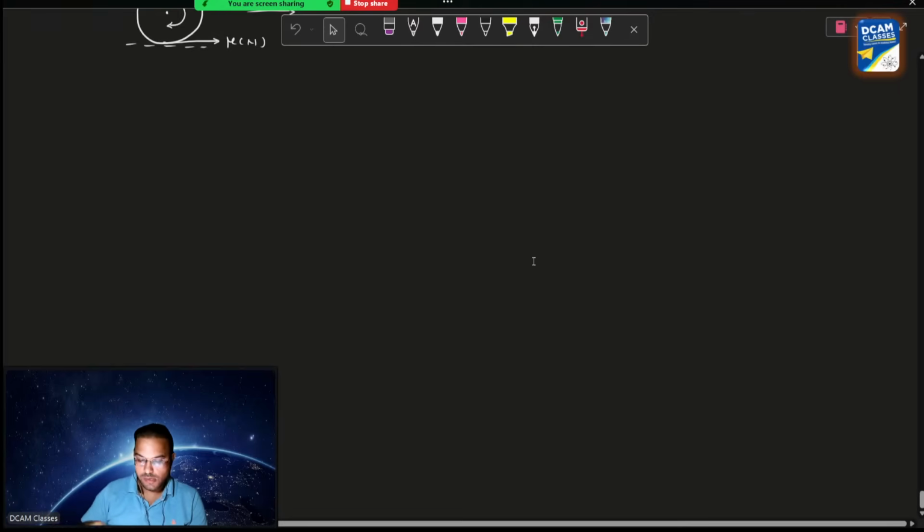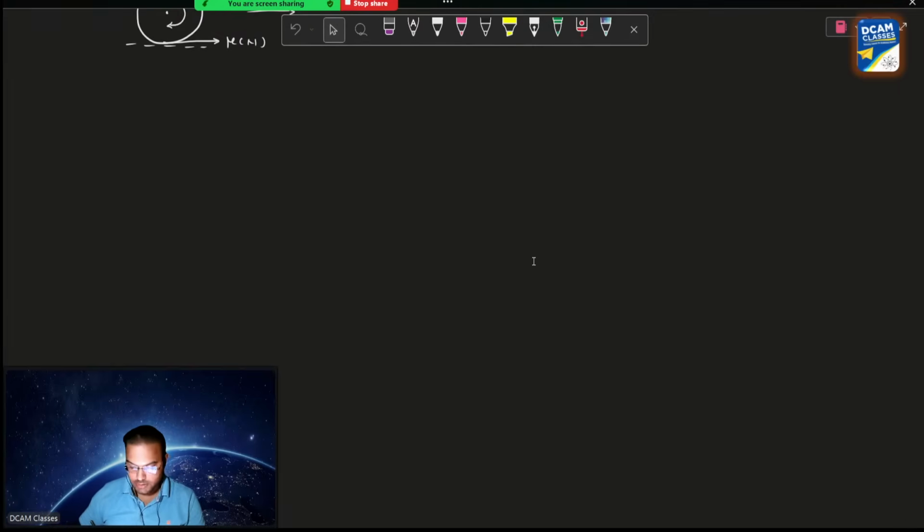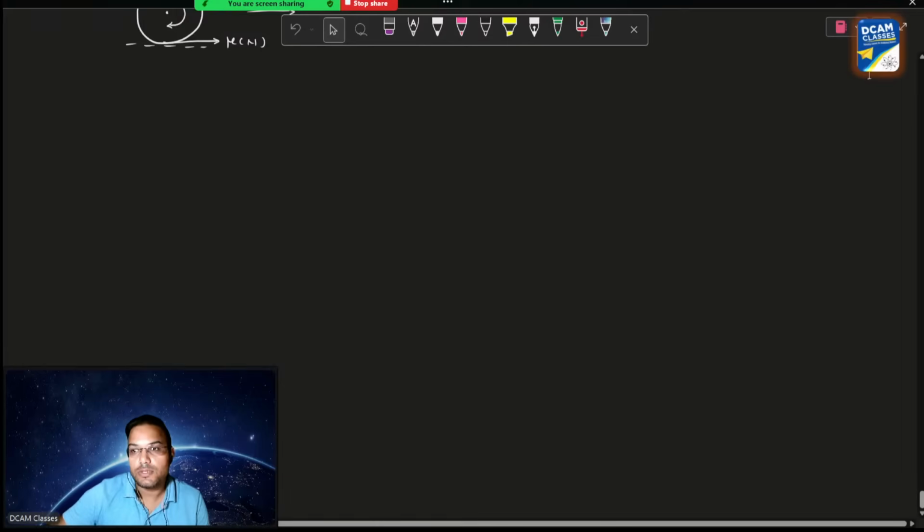Now, let me give you some questions regarding this. I'll start from the easy one and then we'll move on to the tough one. This is the easy one. It's not based on rolling without sleeping. It's actually based on conservation of angular momentum first.